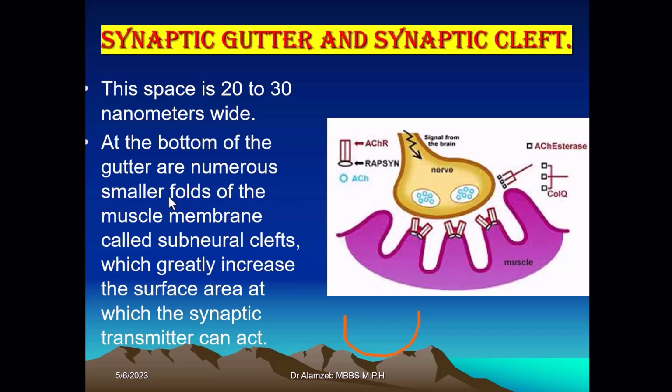At the bottom of the gutter are numerous small folds of muscle membrane called subneural clefts, which greatly increase the surface area at which the synaptic transmitter can act. You can see that on the surface of the membrane, this makes area for the neurotransmitter. If you stretch this area, it will be enlarged. The folding of this membrane increases the area for neurotransmitters.